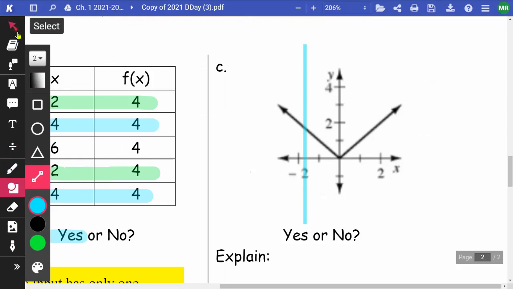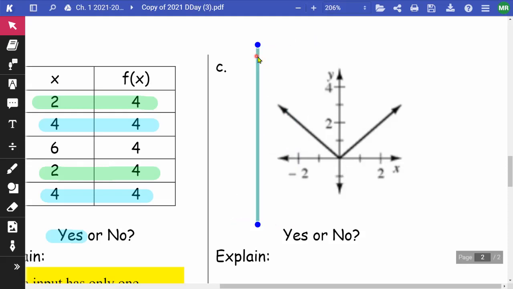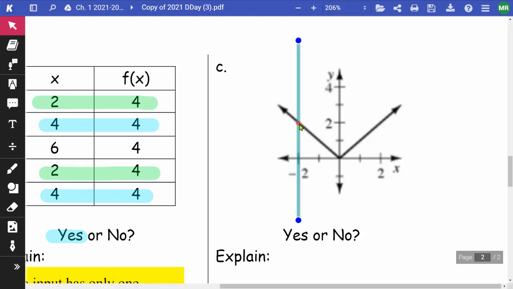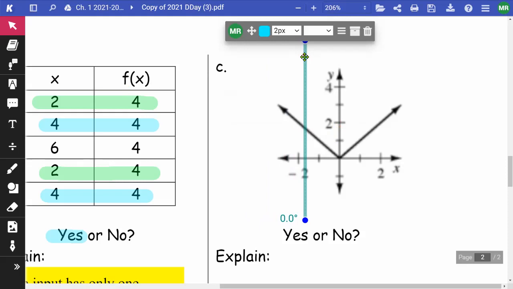Then I'm just going to come over here, and I'll do it with the hand one just so we can see where I'm moving. As I'm moving it across the graph, for example, if I have it right here, I'm checking negative two, when x is negative two. And when x is negative two, it crosses at one spot. So that particular x, negative two, had only one output, which was two. Then I grab this and move it again.